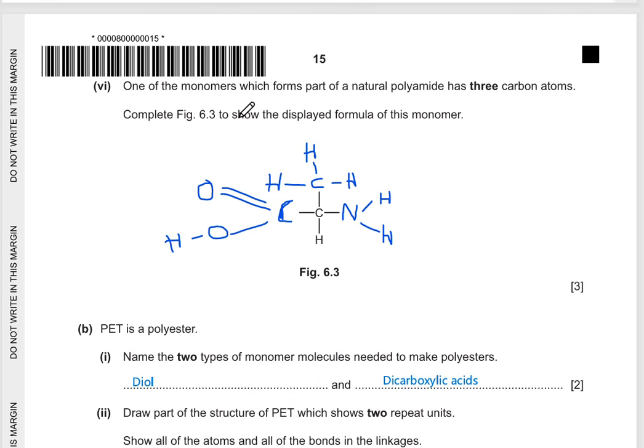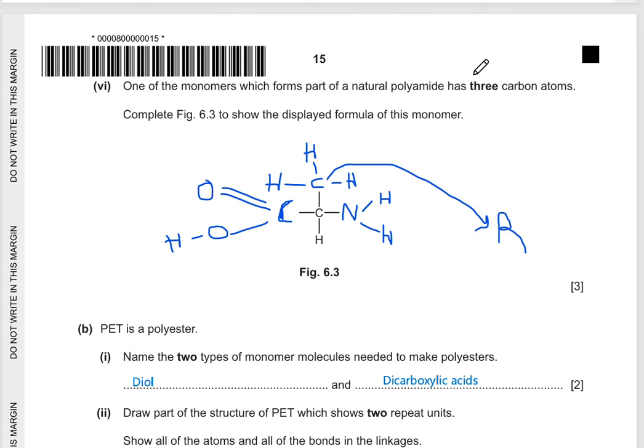One of the monomers which forms part of a natural polyamide has 3 carbon atoms. Complete figure 6.3. Show the displayed formula of this monomer. So it's going to be C double bond O, OH, the carboxyl group, the amine group, and the R group. So this time, what you would normally see here would just be an R. That would be the general structure.